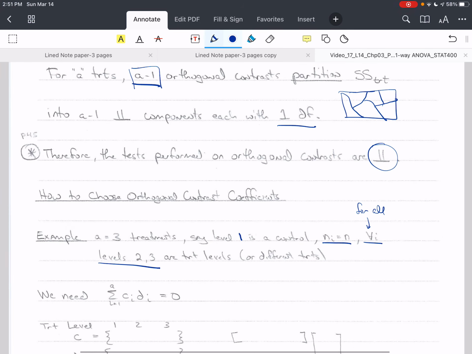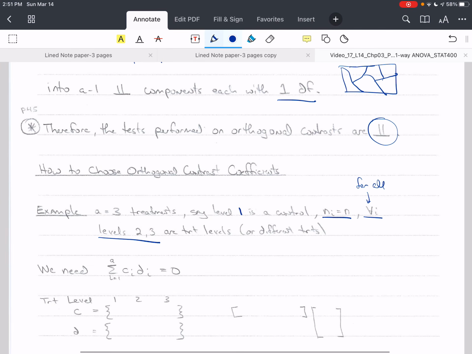So we need to choose our coefficients. I've drawn this so that we have C and the different treatment levels 1, 2, and 3. If treatment 1 is a control, we could let it equal 0, and then we need the others to add up to 0, so we could say 1 and -1, or -1 and 1. Let's say -1 and 1. And then for C, I could have -2, and then 1 and 1.